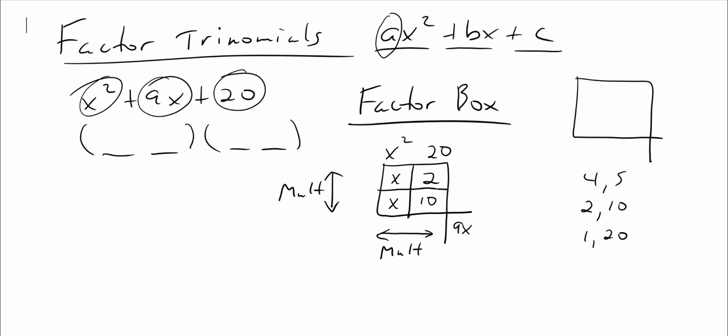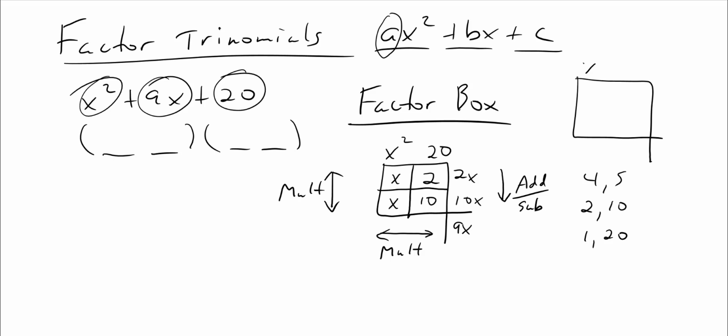2 and 10. So now that right, it's all multiplication going up and down. Now I'm going to multiply right and left. So 2 times x is 2x. 10 times x is 10x. Okay, the last step, the very last step, is you're going to add or subtract depending on what the sign is. So 2x plus 10x is not 9x, it's 12x. So these were the wrong combinations. That 2 and 10 were the wrong combination.